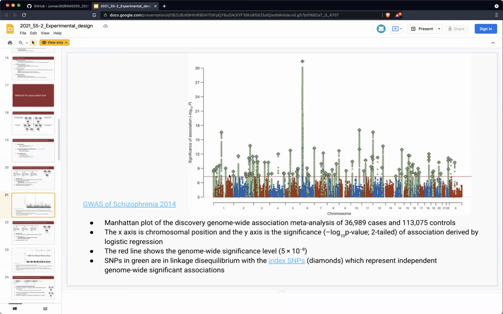And if you look at the plots, there are lots of diamonds here, and these are the index SNPs, or you can call them tag SNPs. They are basically the same.